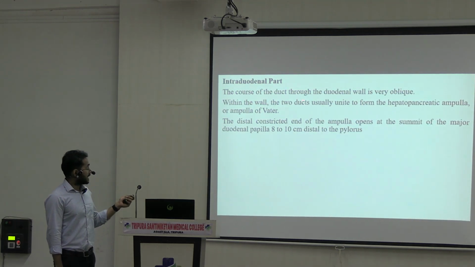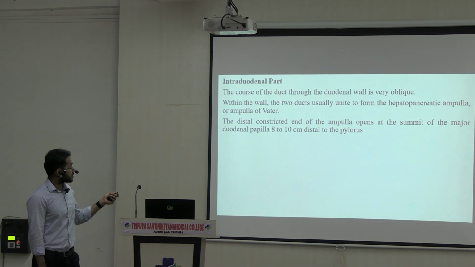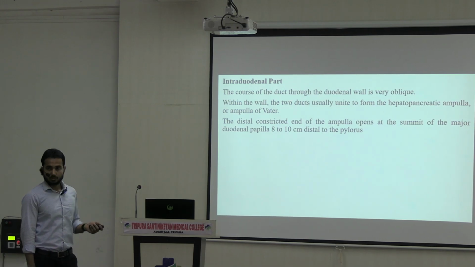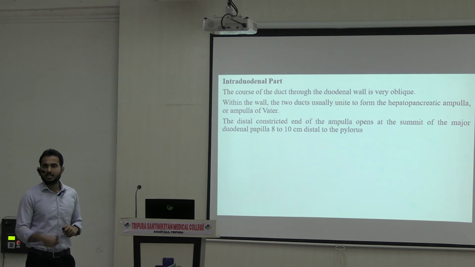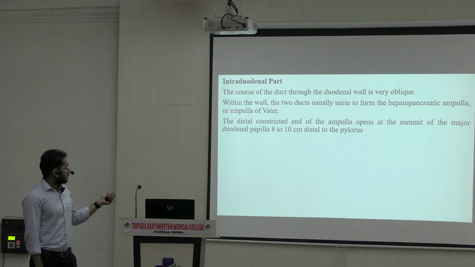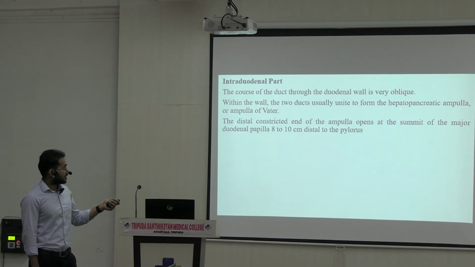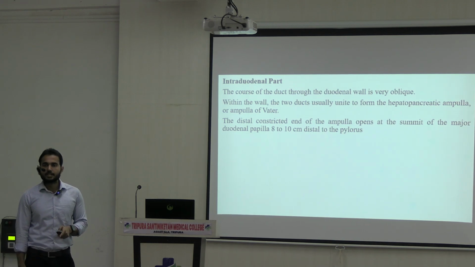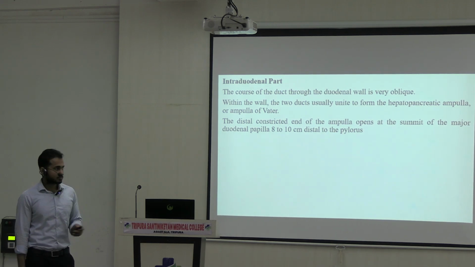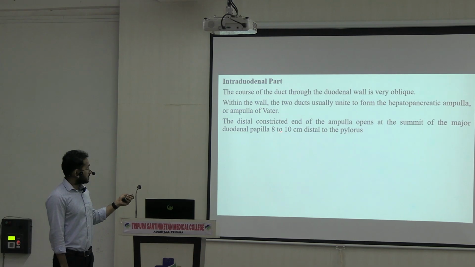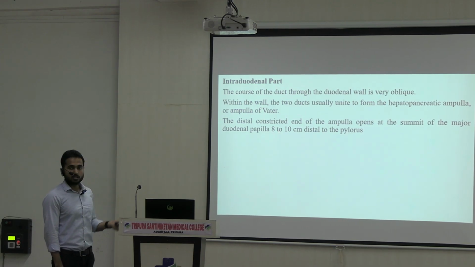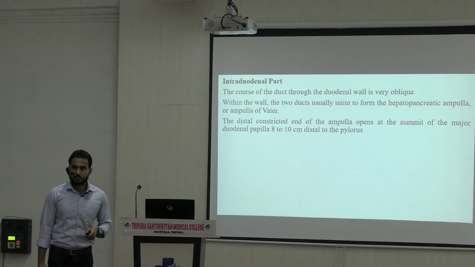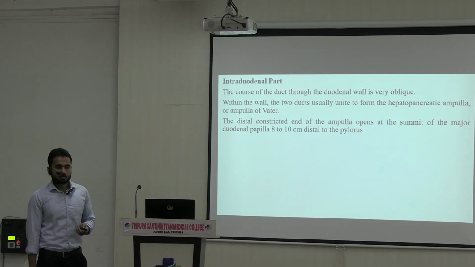Next, the intraduodenal part: the course of the duct through the duodenal wall, and it is oblique in nature. Within the wall, two ducts usually unite to form the hepatopancreatic ampulla, also called the ampulla of Vater. The two ducts are the common bile duct and the main pancreatic duct. The constricted ampulla opens at the summit of the major duodenal papilla, about 8 to 10 centimeters from the pylorus of the stomach.